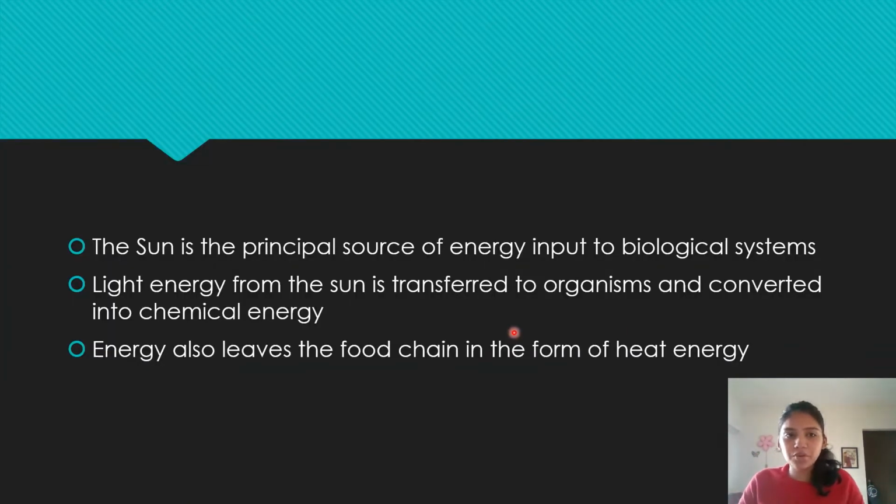Okay, so this chapter, you need to know a lot of definitions. You need to have an idea of the mechanisms of population growth and food chains and everything. And so for that, to understand the mechanism, you need to know the definition of each term in the food chain itself. So basically, the first thing that you need to be able to state is that the sun is the principal source of energy input to biological systems.